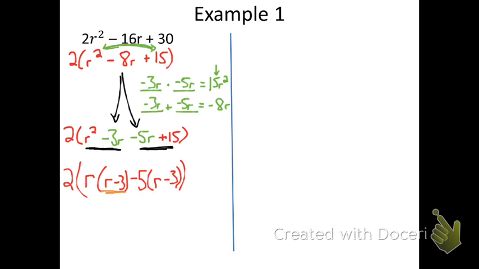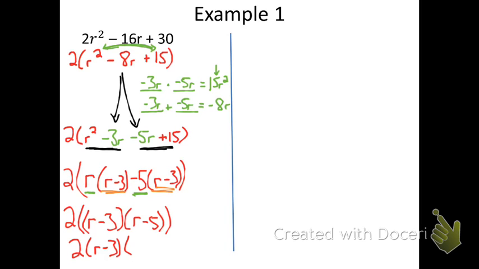Now we can see that I've got a common factor right there. So I'm going to factor that r minus 3 out to the front, leaving me with r minus 5. And now we're done. This is the most factored form of this trinomial: 2 times r minus 3 times r minus 5, okay? So the only thing different about this today is that we need to look and recognize if there is a GCF in our trinomial, and if there is, we need to factor it out first.